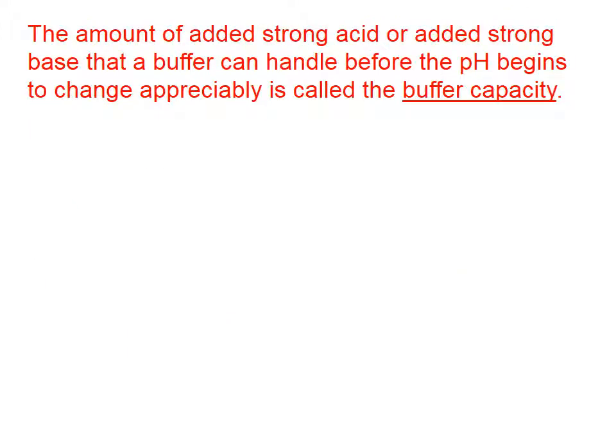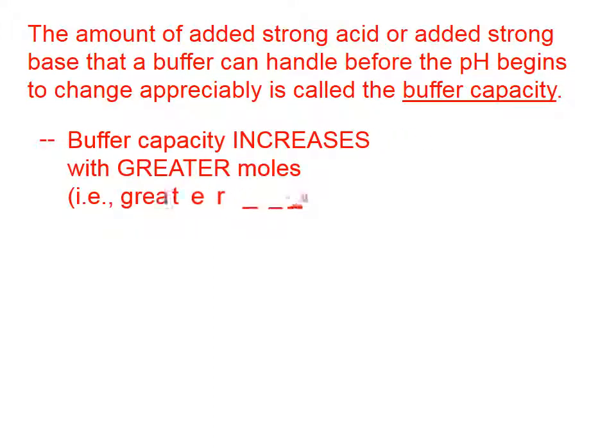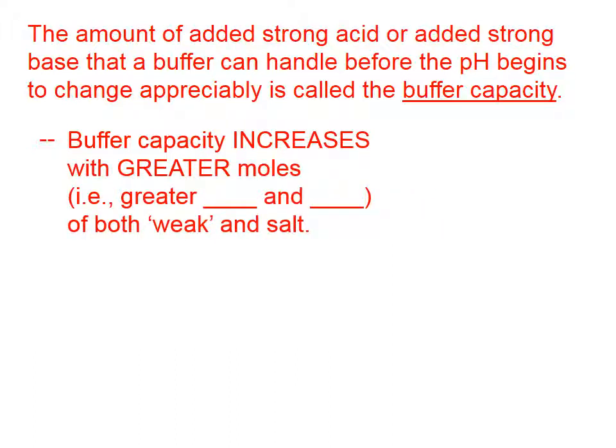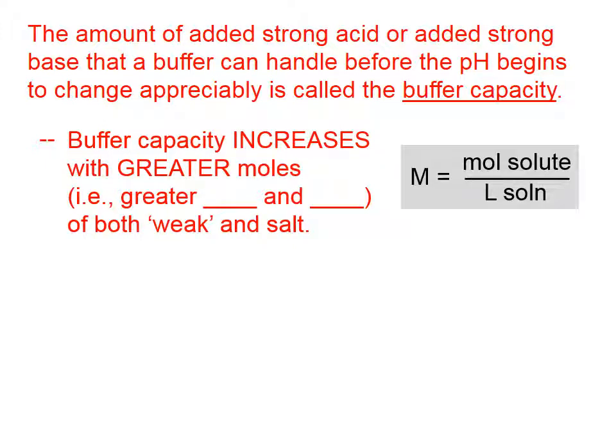The amount of added strong acid or added strong base that a buffer can handle before the pH begins to change appreciably is called the buffer capacity. Buffer capacity increases with greater moles of both weak acid and salt. If you remember, molarity is moles per liter. For greater number of moles, wouldn't that mean greater concentration and greater solution volume?